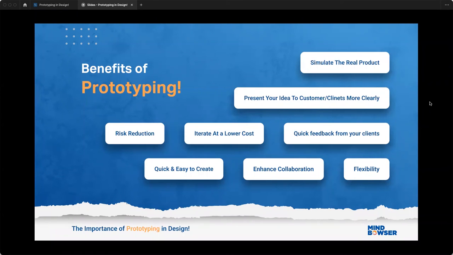Okay, so the next is iterate at a lower cost. After taking all the feedback from your potential customers, we can easily change the prototype and make the necessary changes in the design. And it is very easy in today's design tools and prototyping tools. To make an optimal product, we can keep making changes, keep taking feedback, and keep making changes.